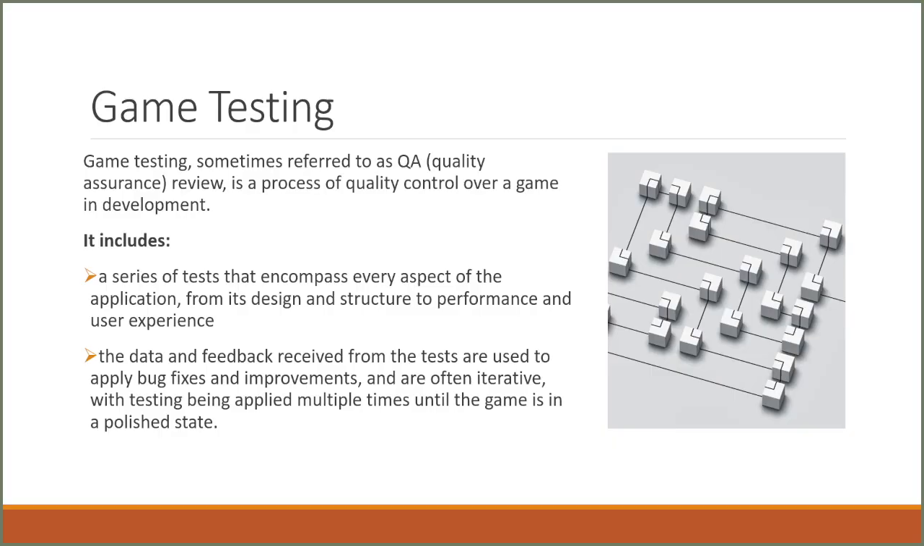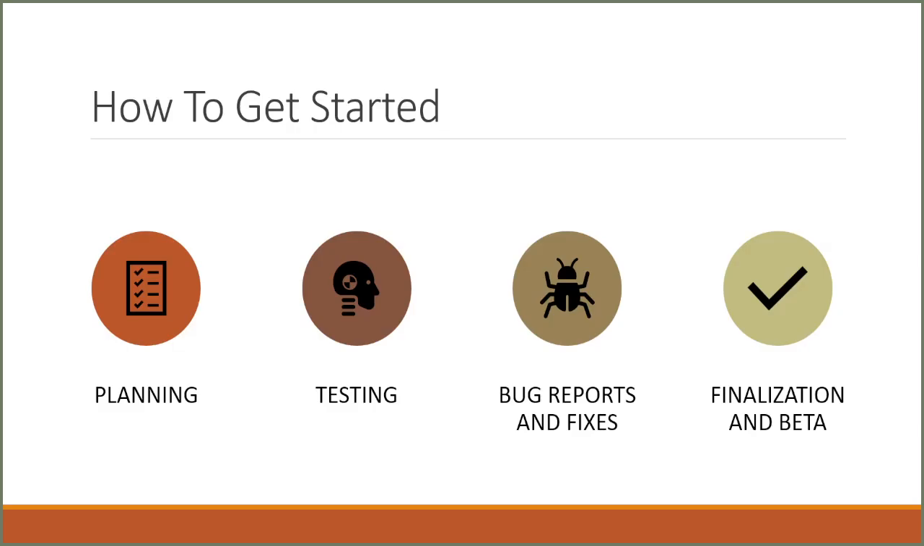You collect data, you understand how your players are interacting with and understanding your game, if they're enjoying it or not, and then based on that, you make changes. So game testing starts with planning. Then you get into testing, bug reports and fixes, and the final release of that. This is an iterative process. This is not one way forward. You do this multiple times. And then every time you go back to the planning, testing, bug fixing, and so on.